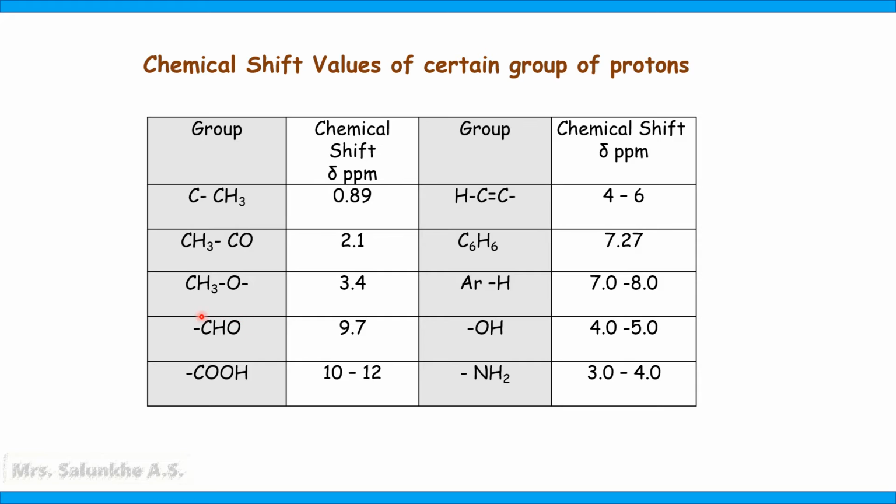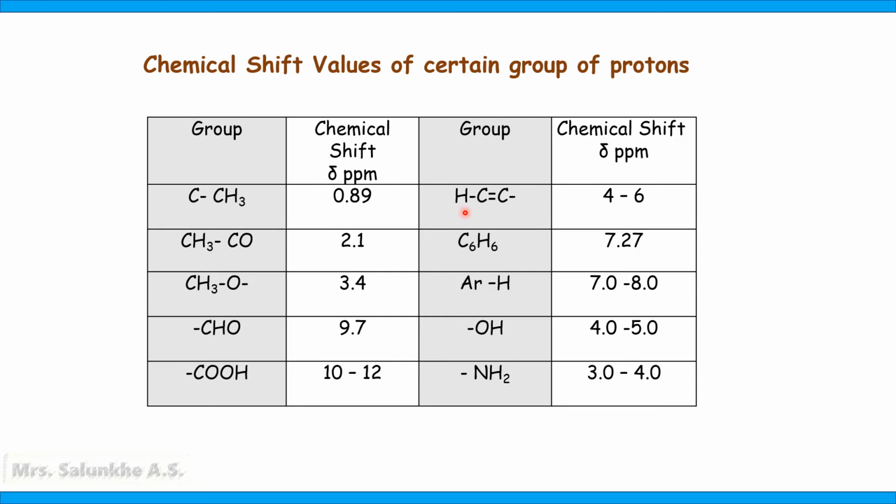For an aldehyde group proton, due to the anisotropic effect, its chemical shift value is near about 9.7 delta ppm. For a carboxylic acid group also, the downfield effect is seen and its chemical shift value is 10 to 12 delta ppm. These are the characteristic group values for certain groups of protons.